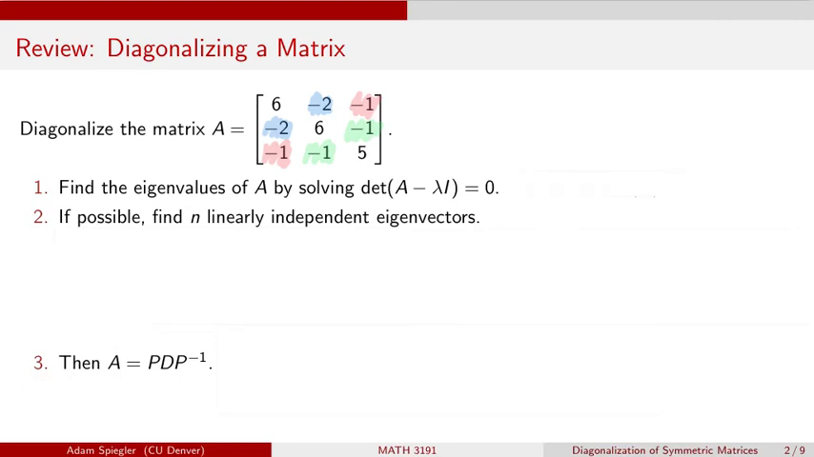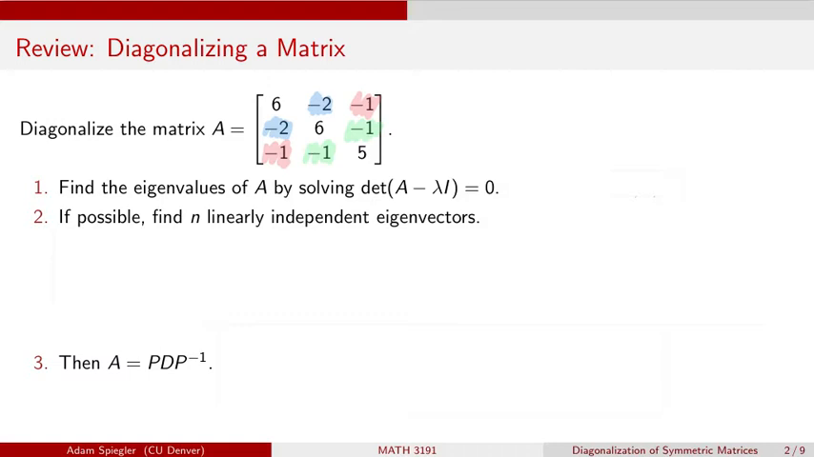Okay, welcome everyone. In this video, I want to quickly review the process that we've used in the past for diagonalizing a matrix when it's possible, and take a look in particular at what is special about this process when we are diagonalizing a symmetric matrix.